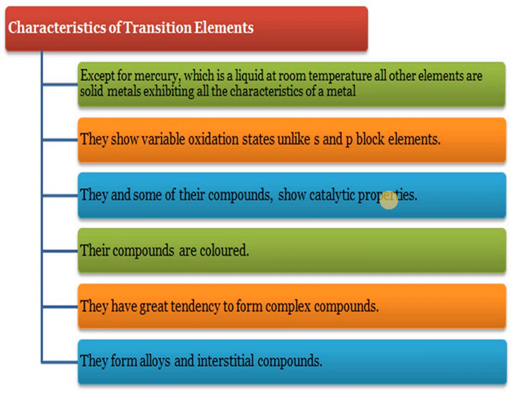They show color also. For example, reddish brown is for ferric oxides. Chromium shows color, manganese shows color. Why? That we will discuss in part 2 of this video. They have a great tendency to form complex compounds. This also we will discuss in the next video. They also form interstitial alloys.